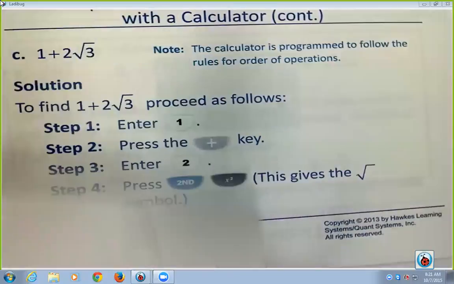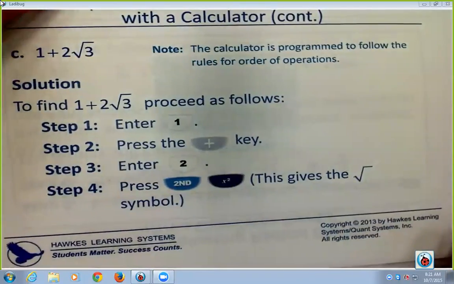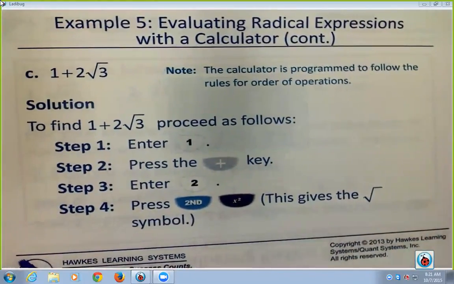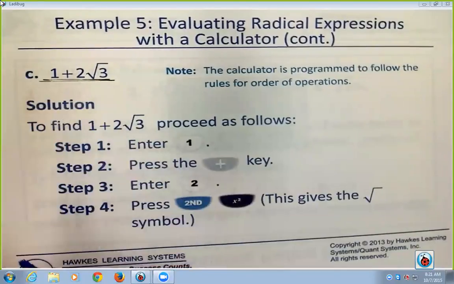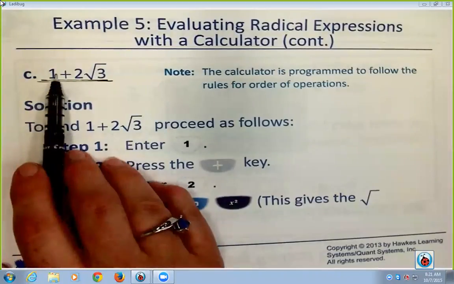Okay. So we've got that out of the way. Evaluating radical expressions with your calculator. Some of these in your Hawkes examples, they're going to put a number in front of it. This is an order of operations problem.